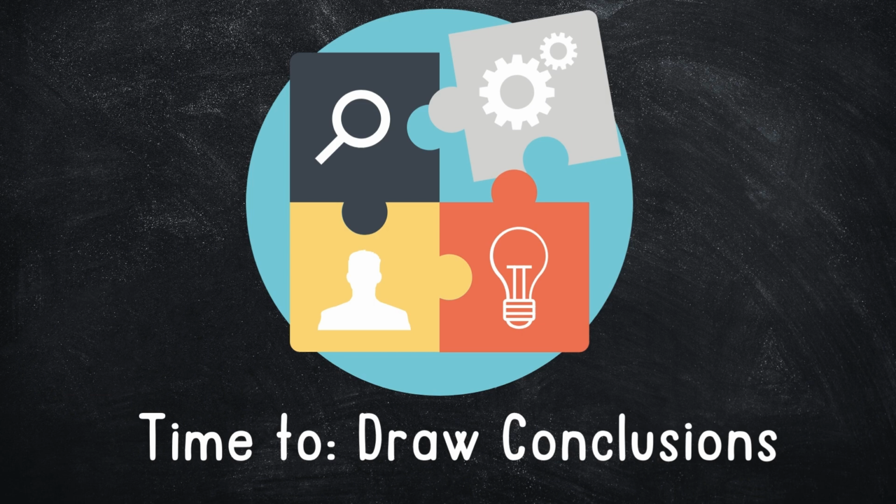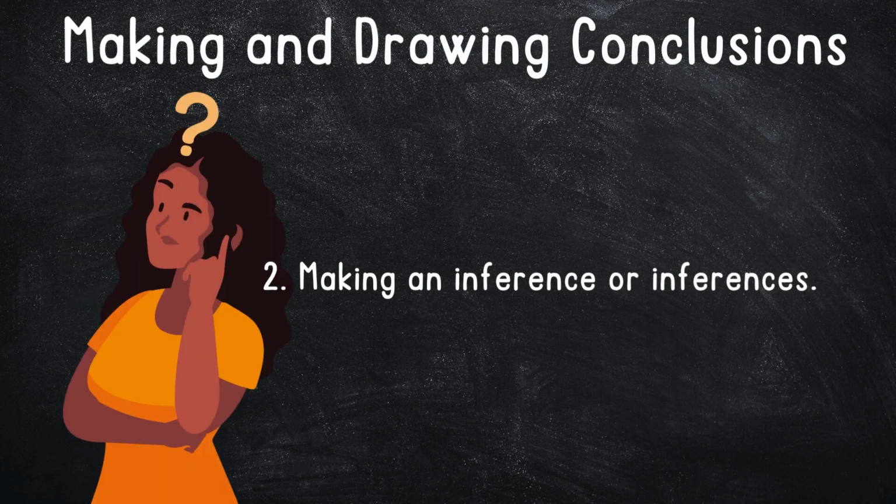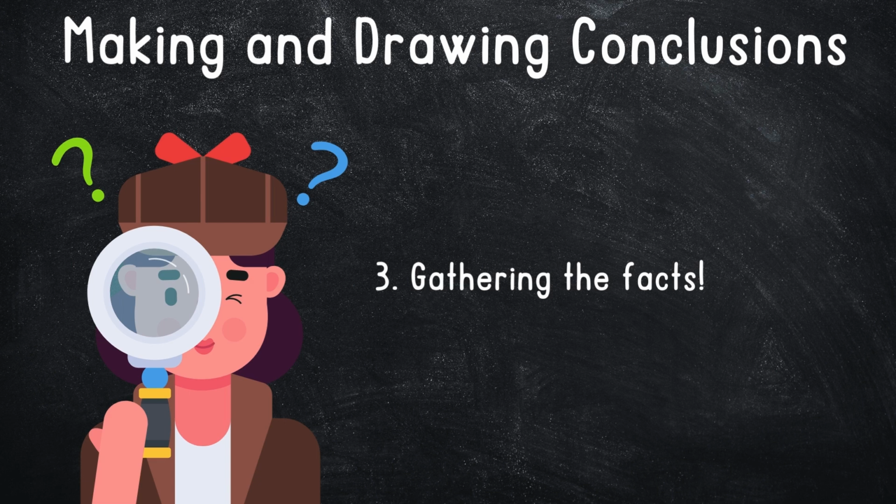Next, it's time to draw conclusions. When we make or draw conclusions, we have to look at pictures and word clues. We have to make an inference or inferences. And remember, that means educated guess, and we also have to gather the facts.